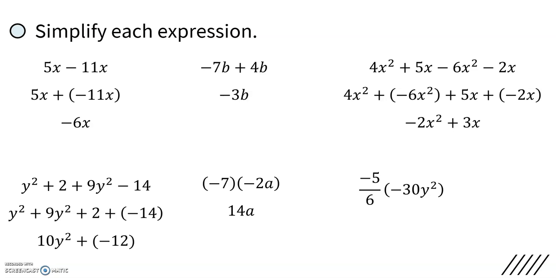Negative 5/6 times negative 30y squared. Negative 5/6 times negative 30 is positive 25y squared.